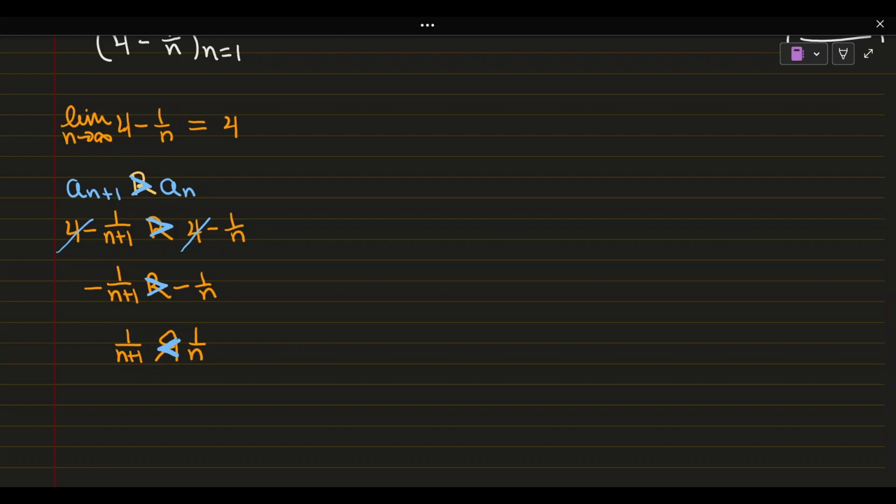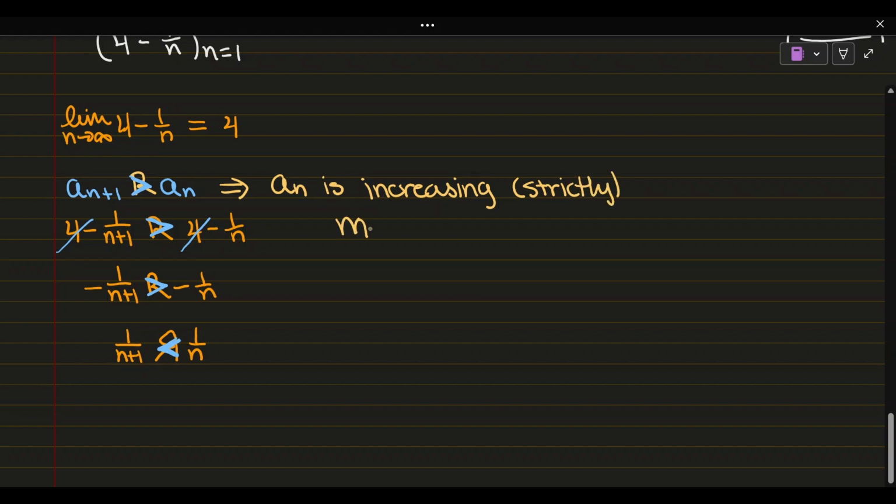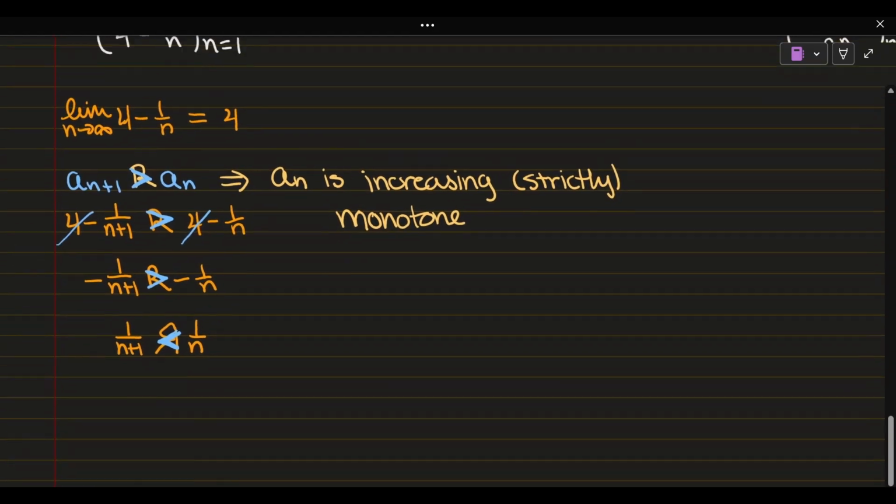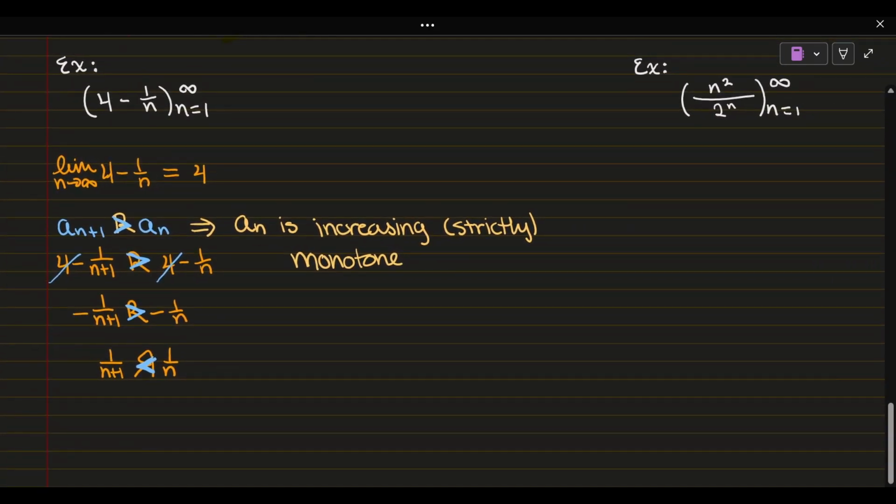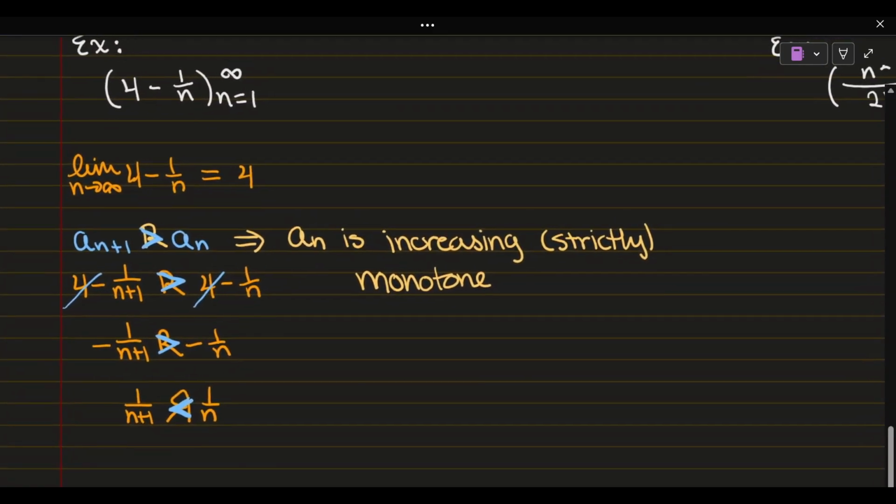So using this placeholder r allows us to determine what the order relation between a_{n+1} and a_n was. And so what we can conclude from this is that the sequence a_n is increasing, right? Because a_{n+1} is strictly greater than a_n. Strictly increasing. And because of that, it's monotone. So it's monotone increasing. Monotone.